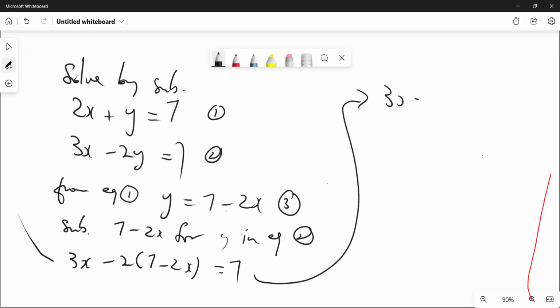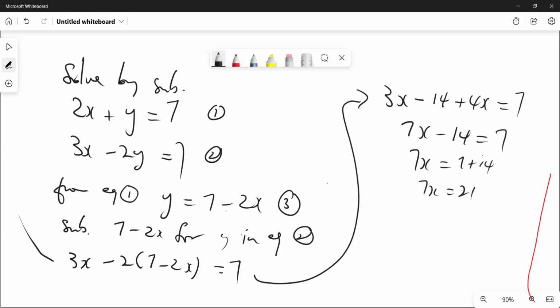We can now simplify that. We'll get 3x minus 2 by 7 minus 14, minus 2 by 2x minus 2 is 4x, equal to 7. So we'll get 7x minus 14 equals 7. Bring that over there. 7x equal 7 plus 14, 7x equal 21. x then equals 21 over 7 equals 3. This is a no-brainer. You're supposed to know this.